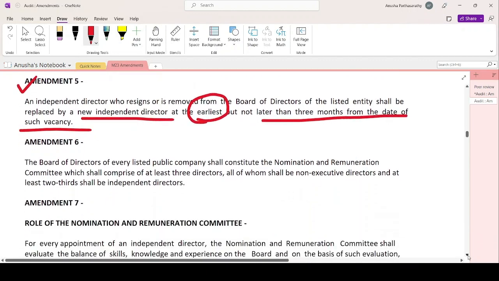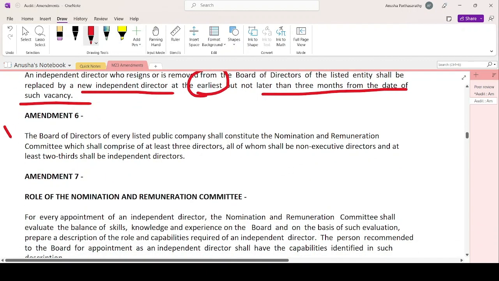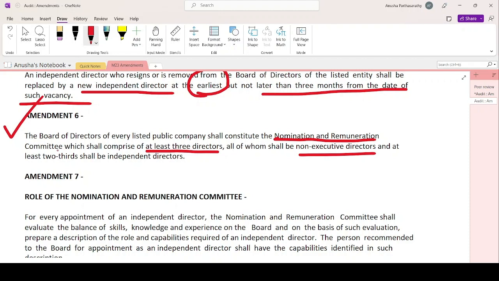Now, amendment number 6. The board of directors of every listed public company shall constitute a nomination and remuneration committee, which shall comprise at least 3 directors, all of whom shall be non-executive directors, and at least 2/3 shall be independent directors. See, NRC should comprise at least 3 directors. Again, on top itself, we have found that.